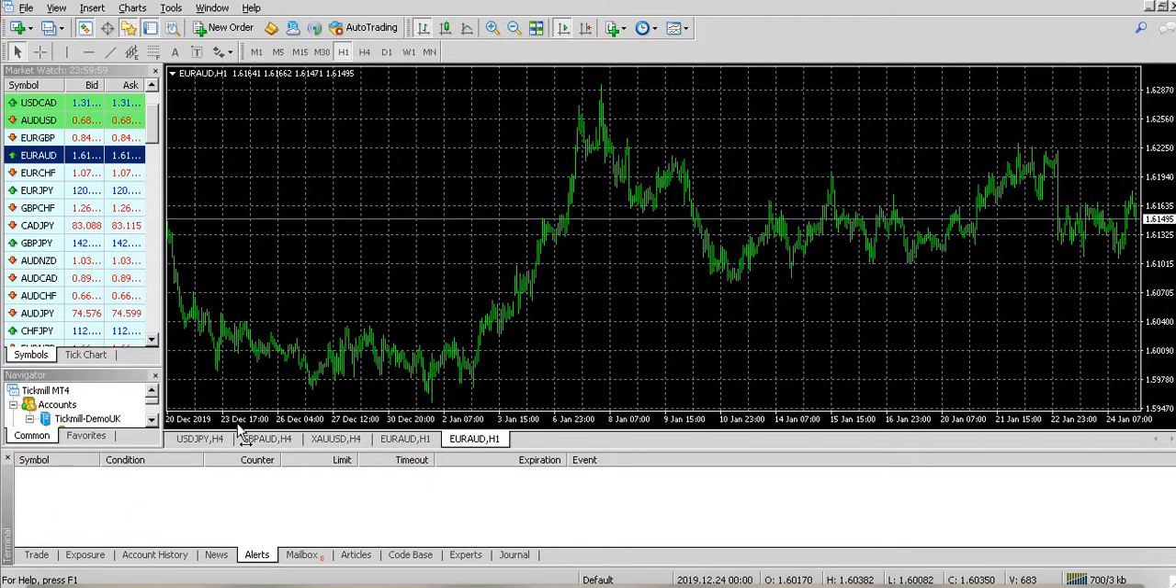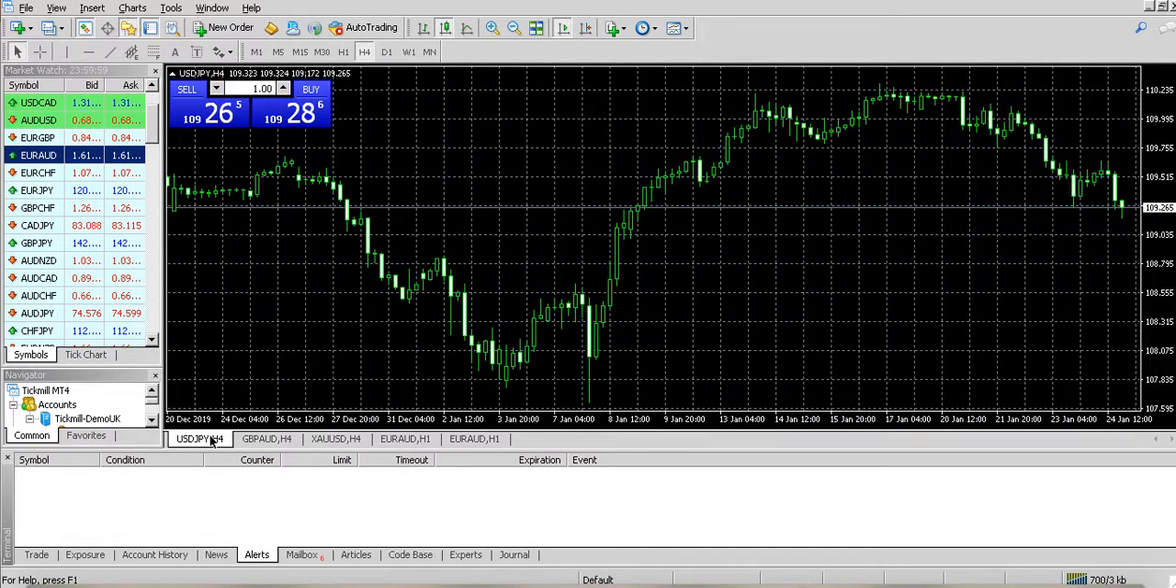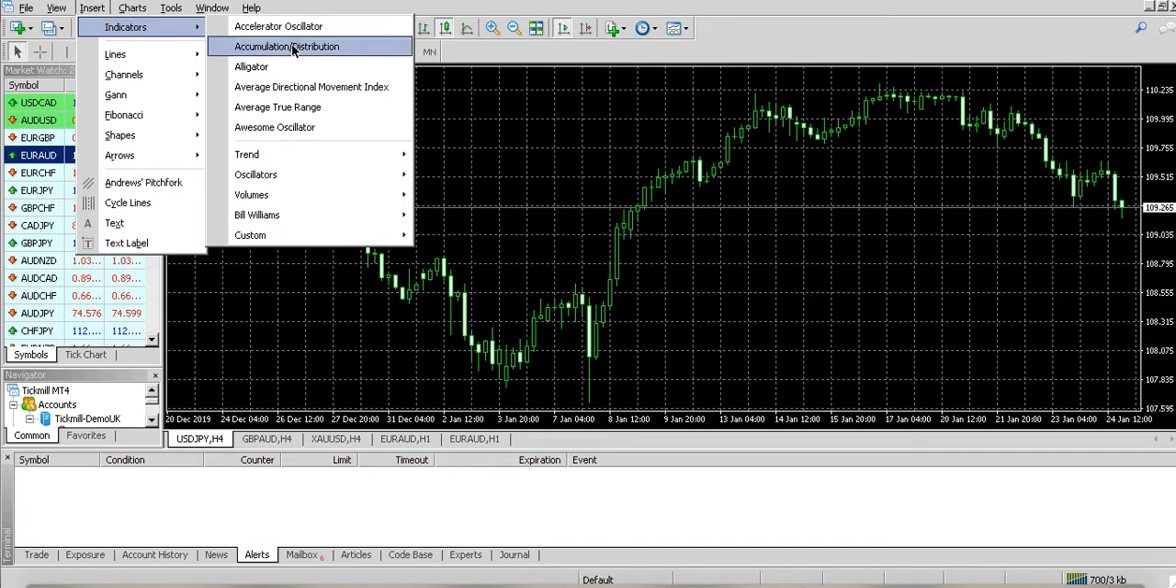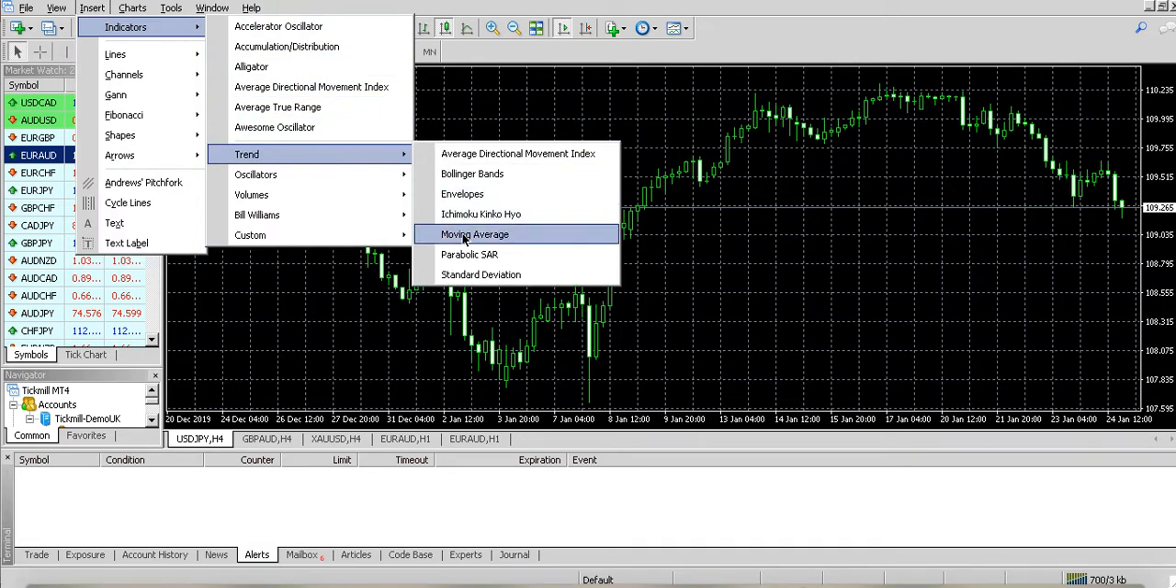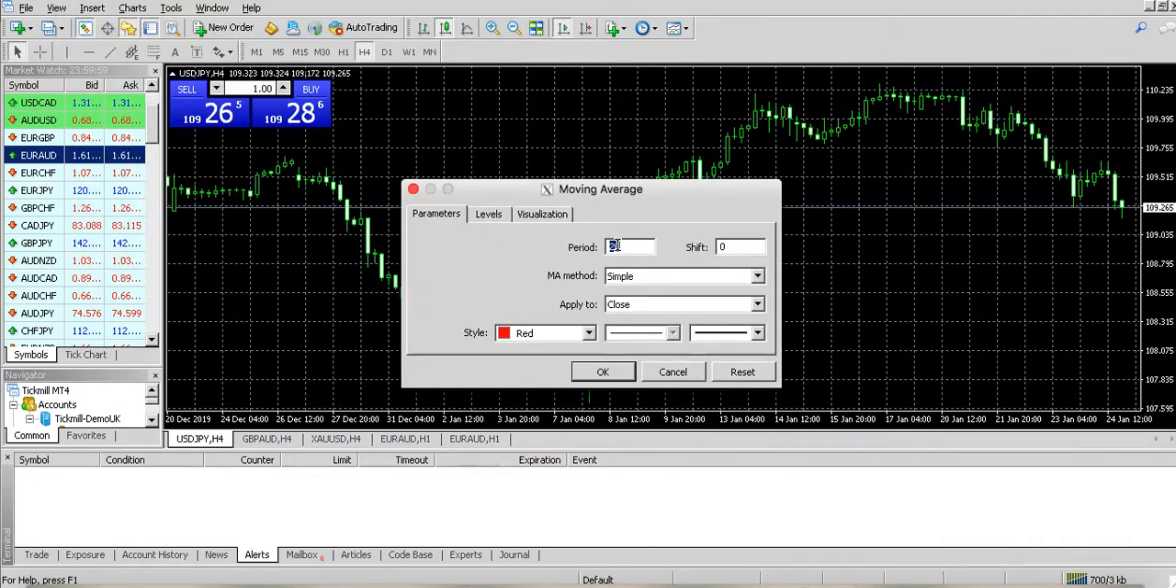Okay guys, right, so once you've got your chart opened up, to put the indicator on, you can just come to insert, indicators, follow it along, trend, moving average. Click on moving average. Now the only two things we're going to change here actually. One would be the period. Okay, so for me, my period was already set at 20. You may have something else there. So you want to change that and you just want to input 20.